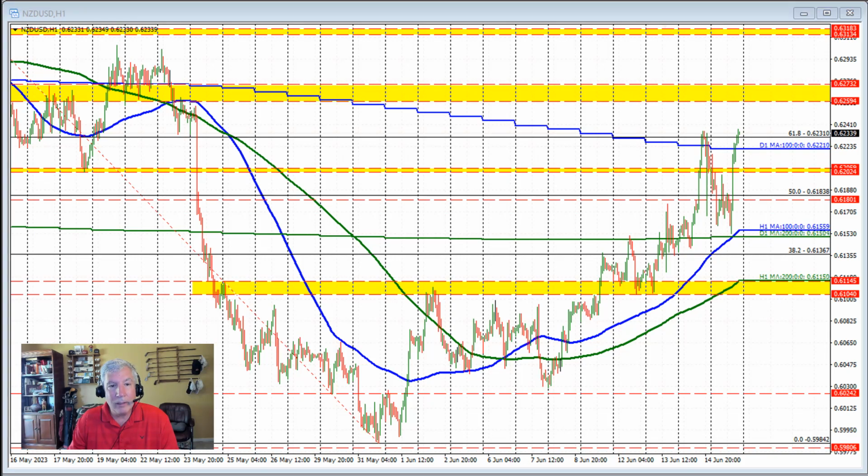So this level right here had a convergence of key technical levels, and indeed the market came down to that level. It was coming down in the Asian session. It was an up and down type of move, but we felt support against that level before the market started its move to the upside that we've seen here in the New York session.